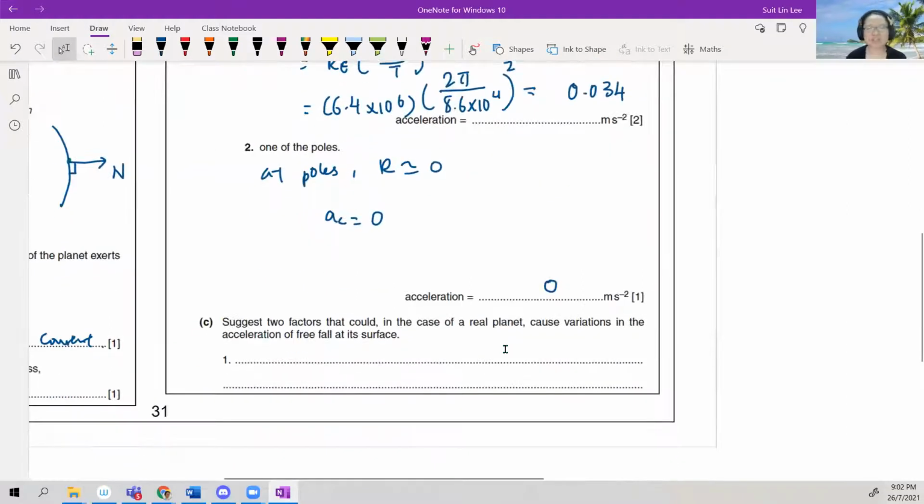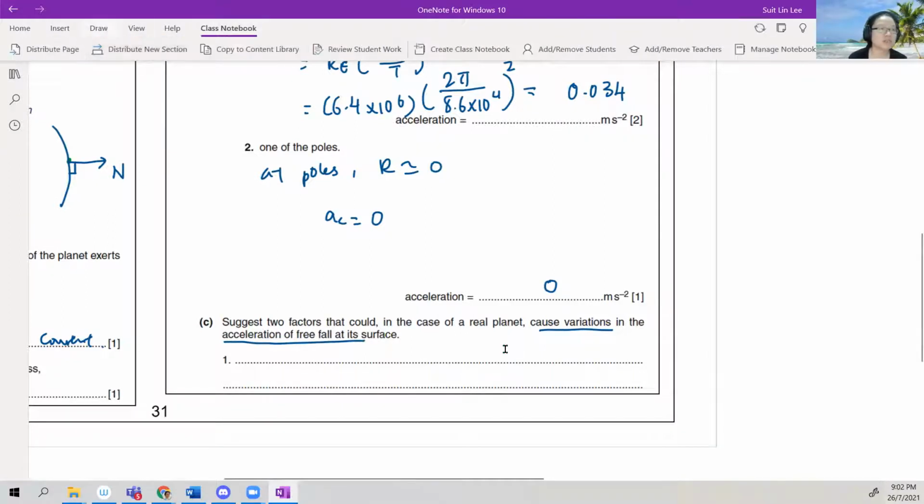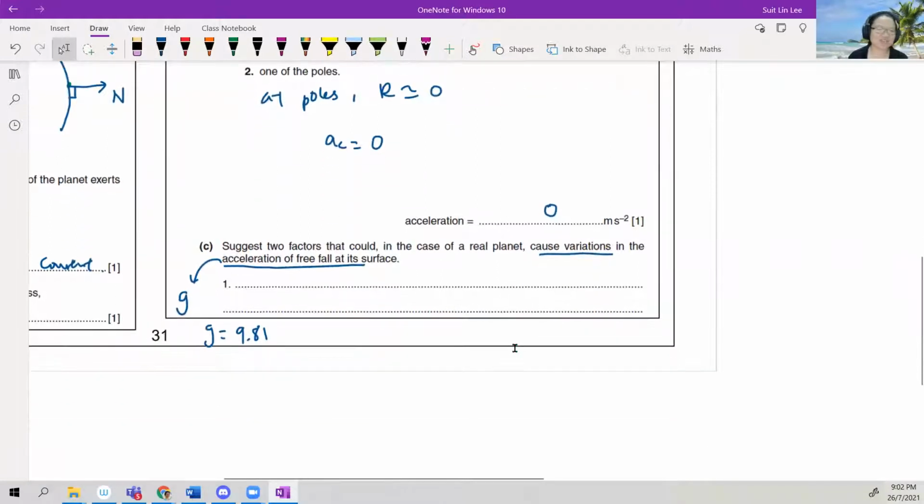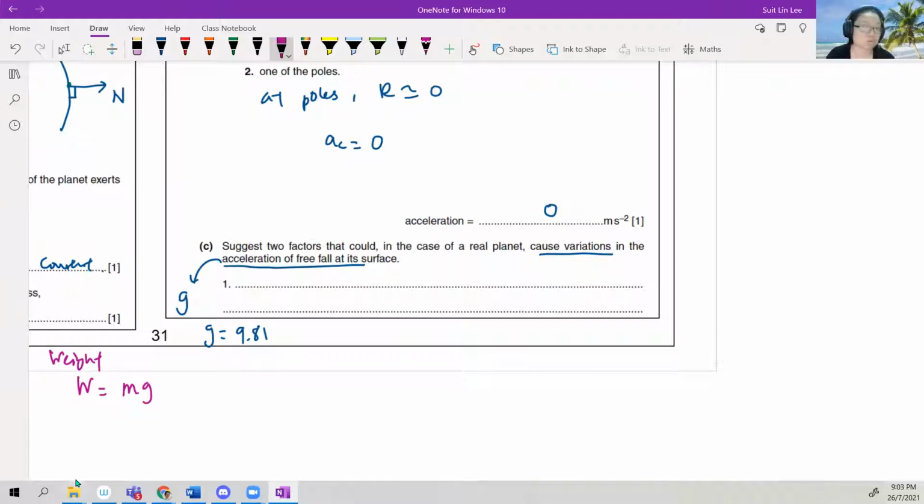Okay, next. Suggest 2 factors that could, in the case of a real planet, cause variation in the acceleration of free fall at the surface. Okay, so think about the acceleration of free fall. This is your g. Right, so we tell you many times, oh, g is 9.81, g is 9.81. But today, we're going to talk about what this g actually means. Okay, but let's think about what we know already about this small g. We know normally we use g when we calculate things like weight. So weight, W is equal to mg, right?